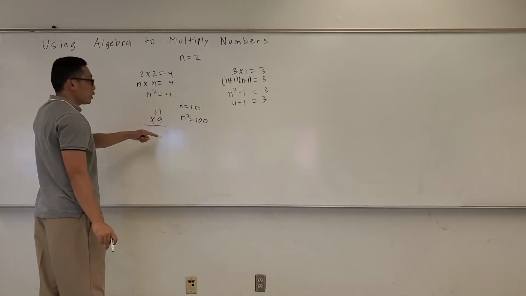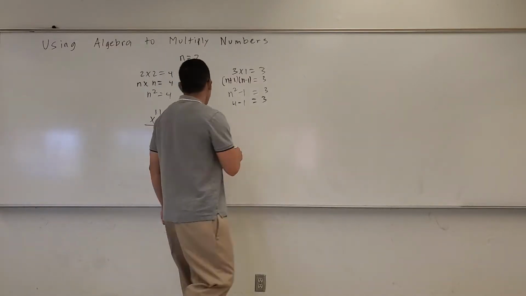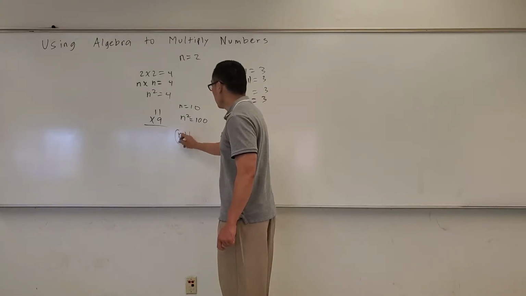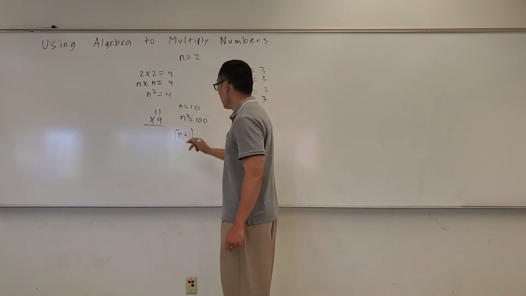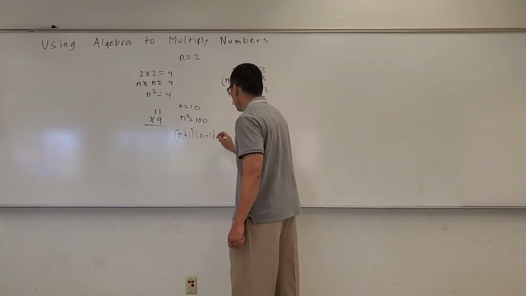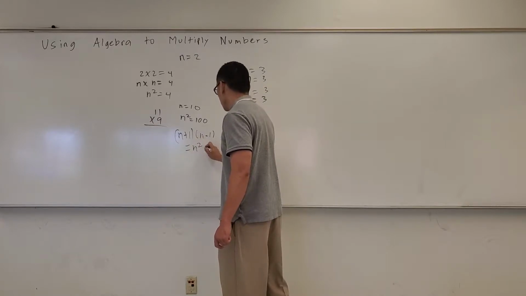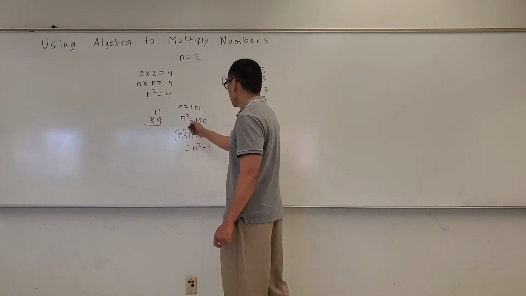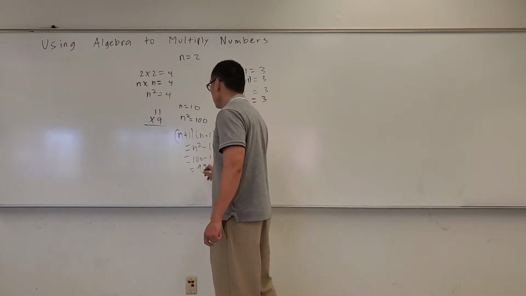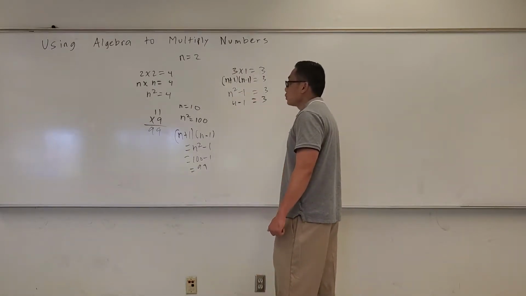Well, how can I rewrite 11 times 9 in terms of n? I know that n plus 1 is 11, right? And then I know n minus 1 is equal to 9, right? So I know this is going to be the difference of 2 squares, which is n squared minus 1. But what is n squared? I know n squared is 100, so 100 minus 1 is 99. So the answer to this is 99. And I could apply this with larger numbers.